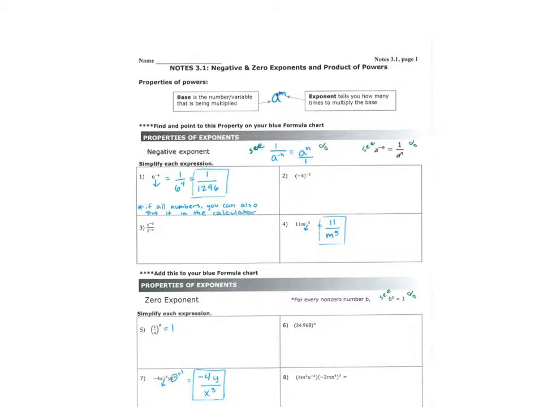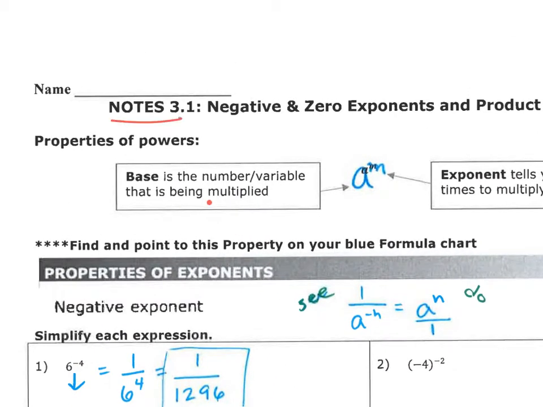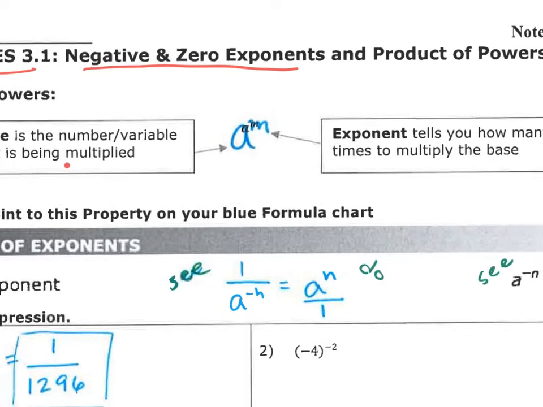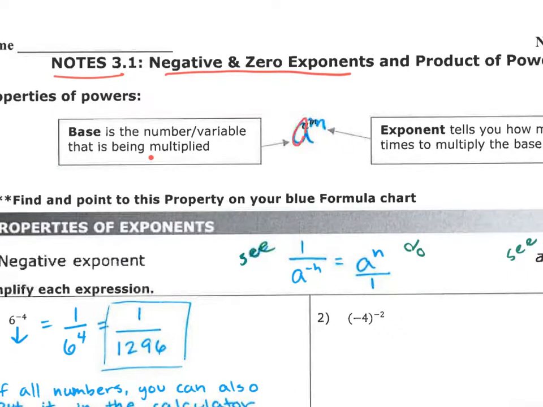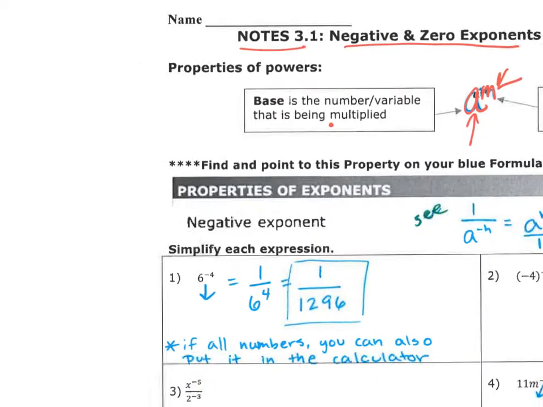All right, ladies and gentlemen, today we're taking a look at notes 3.1. Notes 3.1, and we're doing negative and zero exponents. So the first thing I want to do is make sure you understand this vocabulary of base and exponent. So this would be our base, and the small number would be our exponent.